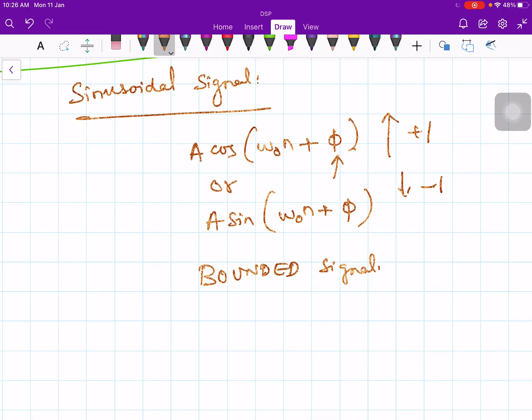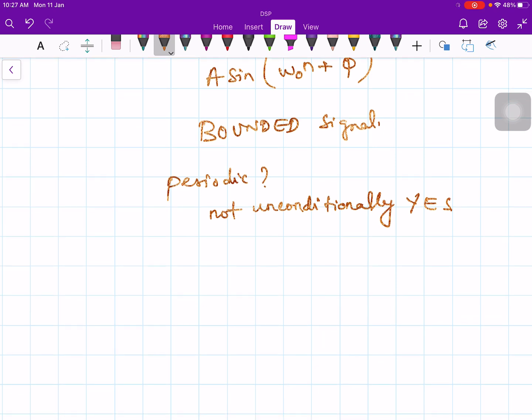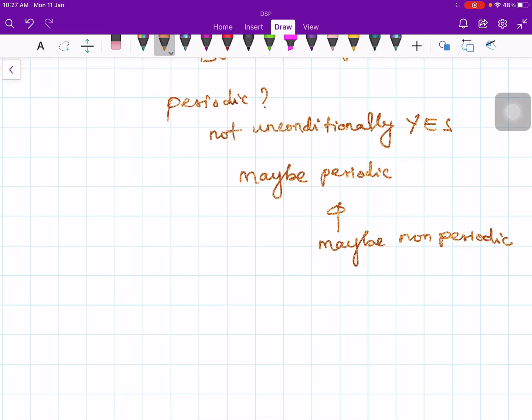Now the next question is, is it a periodic signal? Periodic. The answer is not unconditionally yes. Conditionally it is periodic. It may be periodic, it may be non-periodic. We don't know. Depending on the situation we can say whether the signal is periodic or non-periodic. As we said, if it is to be periodic, then there must exist a quantity capital N such that x of n plus capital N must be equal to x of n. So this is the condition for periodicity, right?